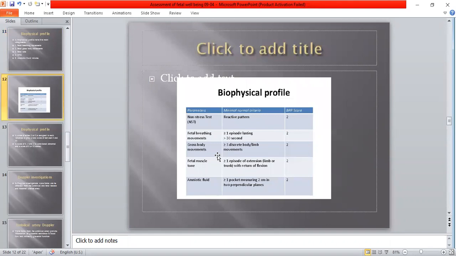The fourth is the fetal muscle tone. If more than one episode of extension of limb or trunk with return to flexion is seen, a score of 2 is given. Tone we mostly examine in the hands. If the fingers are flexed and extended, it means the tone is normal. And the fifth is amniotic fluid volume.